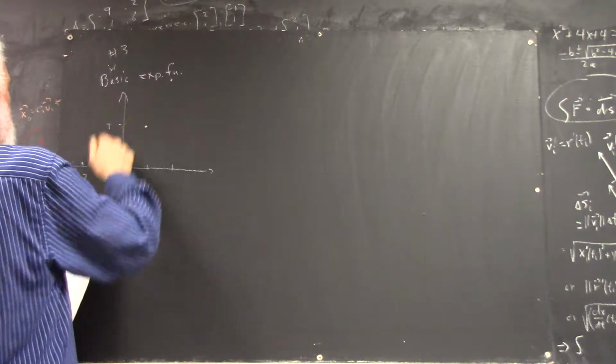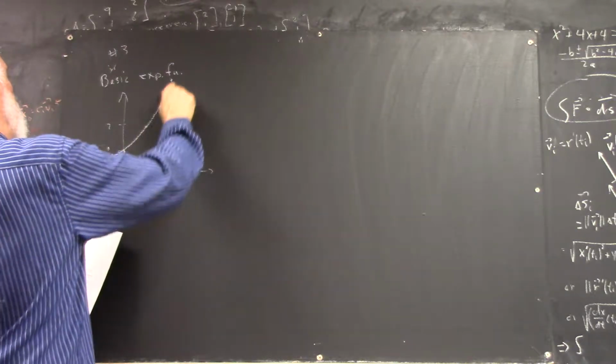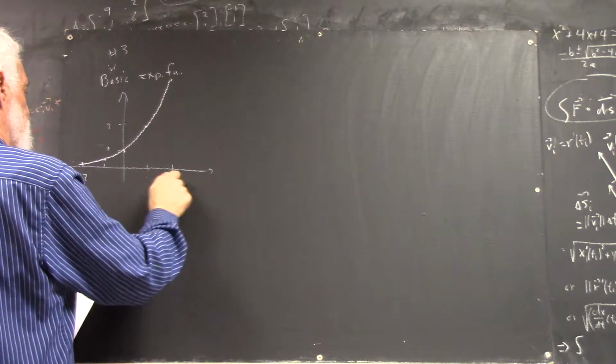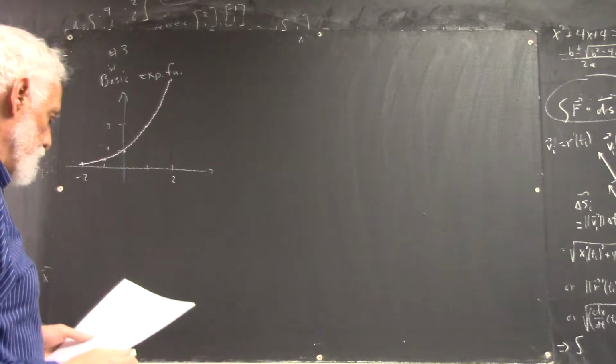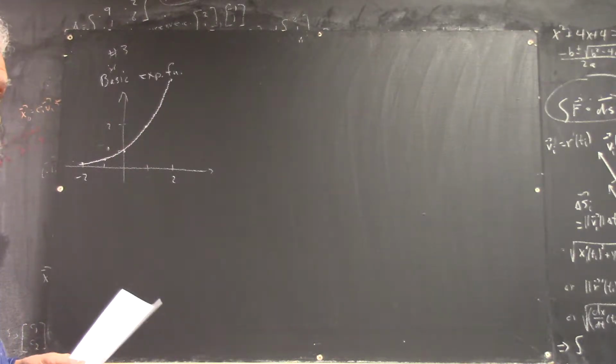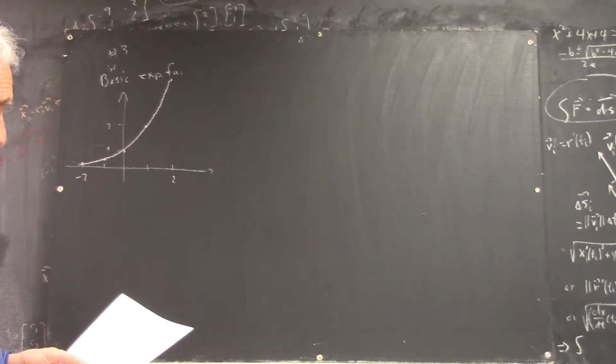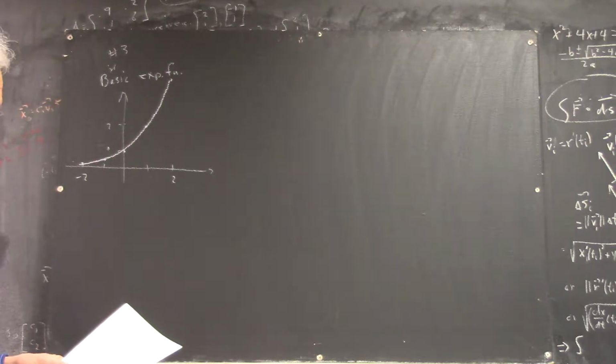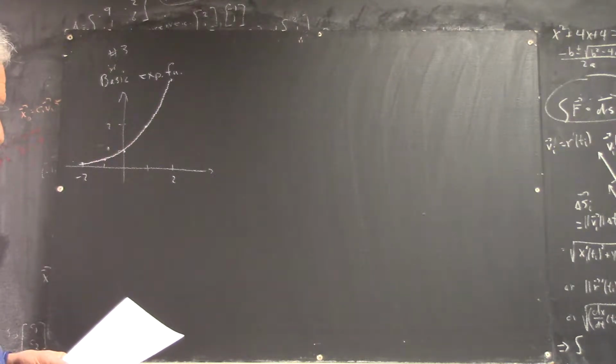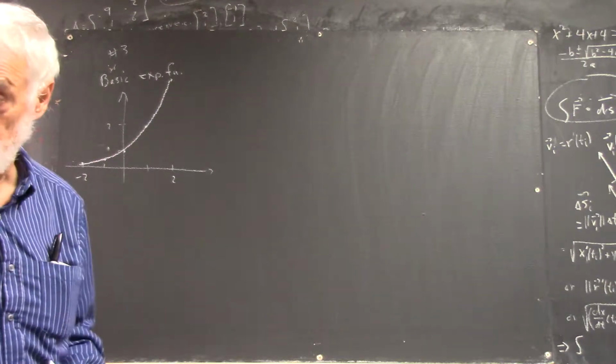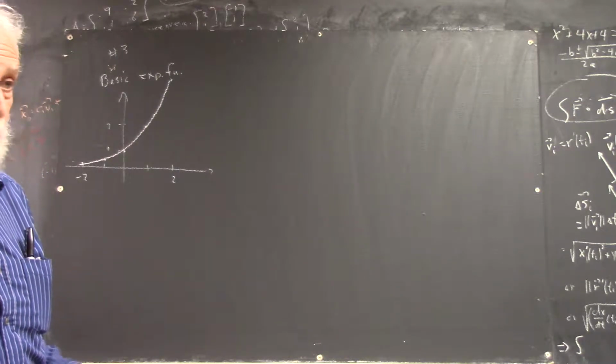Actually, 2 is a little too high, but you get the idea. It has a graph that looks like this. Now I say estimate the value of f of 1.7. How am I going to do that?